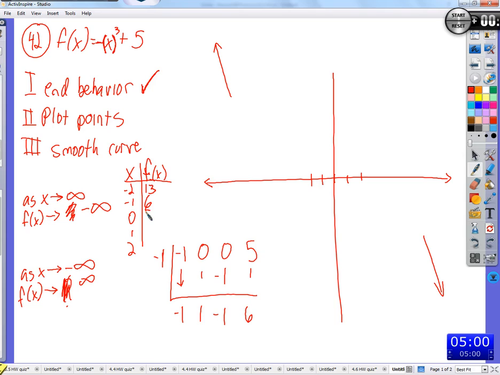Clearly going to give us 5. We change this to a positive 1. Do this substitution again. 1, 1, 1, 1, negative 1, 4. Change it to 2.